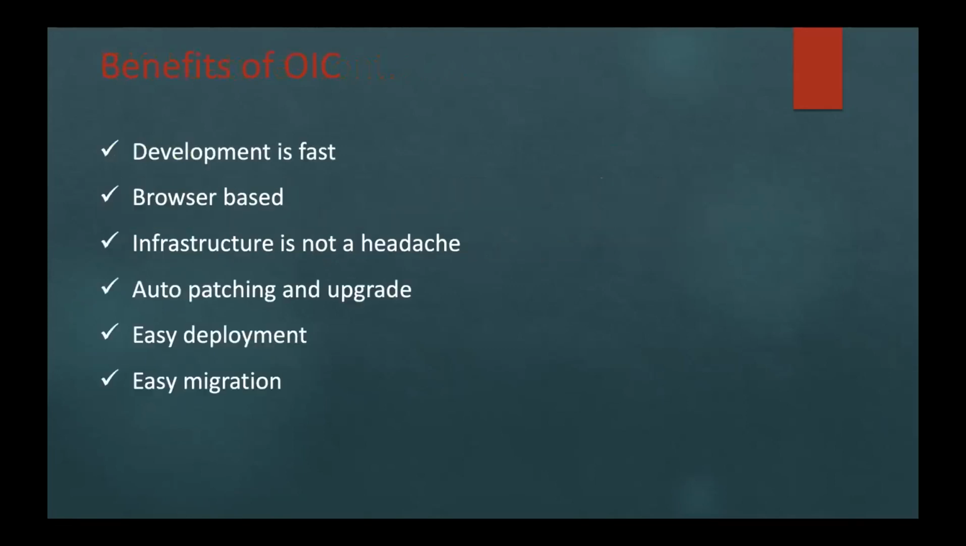Benefits of OIC: development is very fast because you don't need to provision any server. You need a browser, you need an OIC instance, and you can start developing your interface. It's purely browser based. Infrastructure is not a headache. You don't need to provision any infrastructure in order to work with the OIC. Auto patching and upgrade, easy deployment and easy migration. It's very simple.